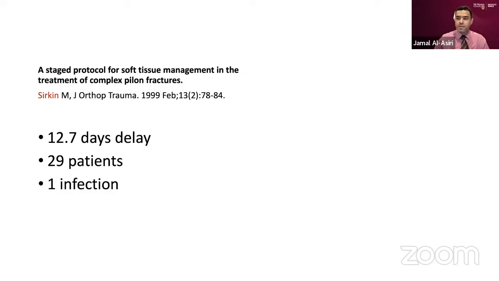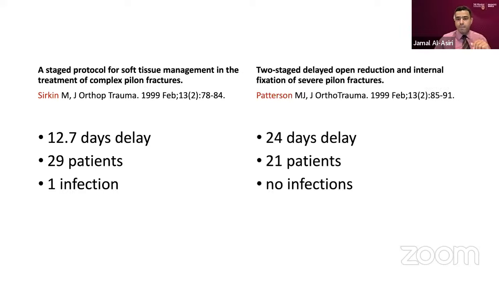This is the staged method, reinforced by multiple studies, including Sirkin's study of 29 patients with a 12 day delay, 2 stages, and they had 1 infection. And by Patterson, the same year, where they delayed in 24 patients, of whom 21 had no infection.